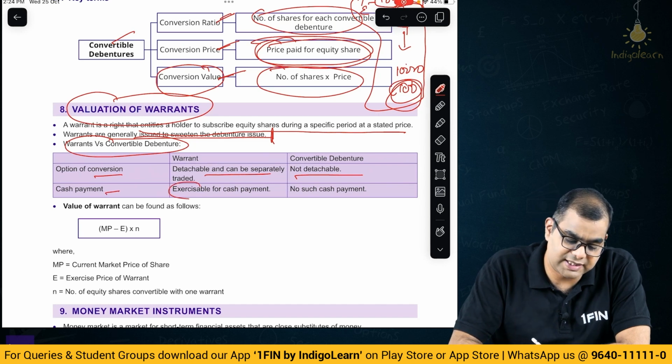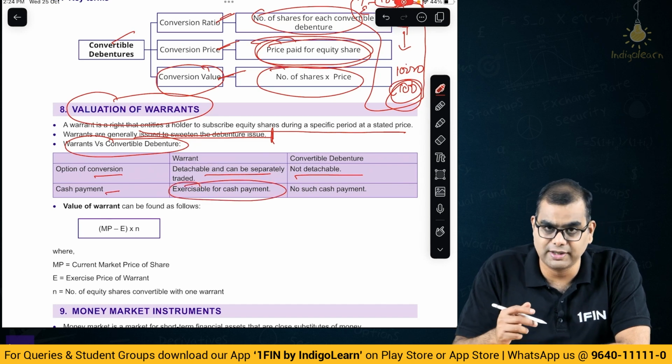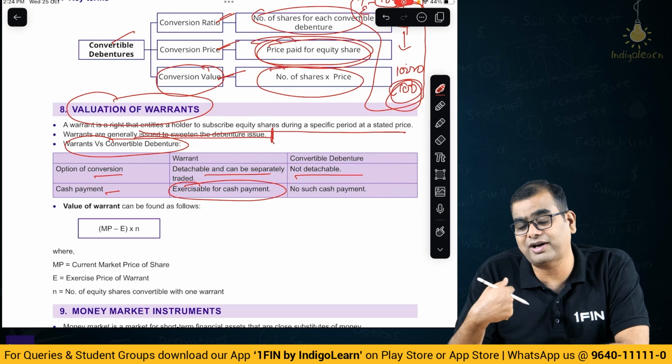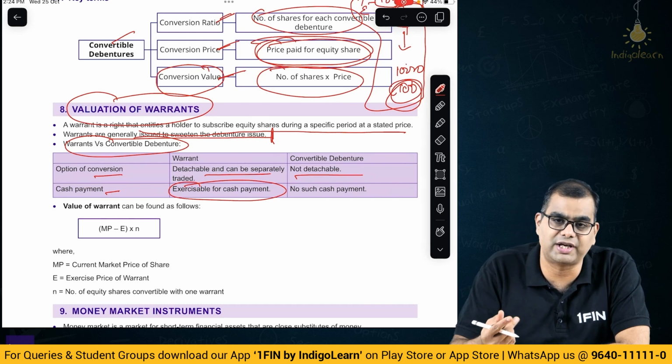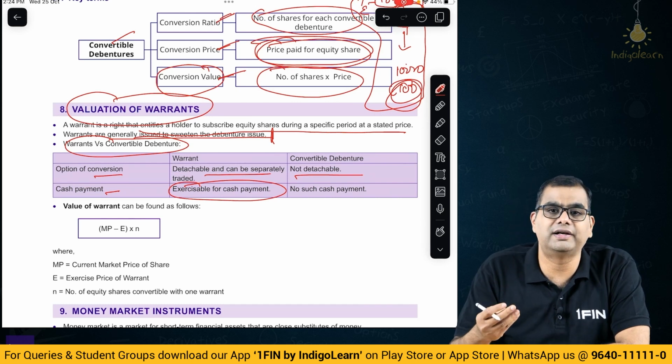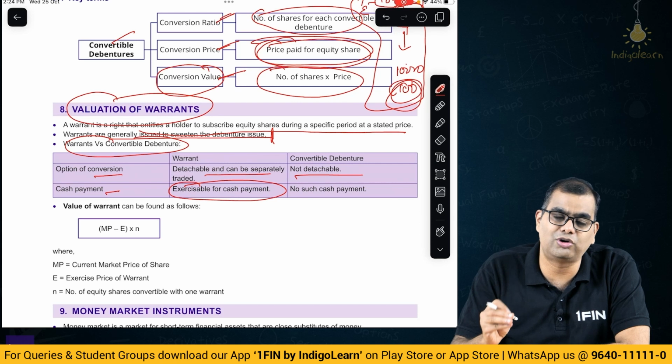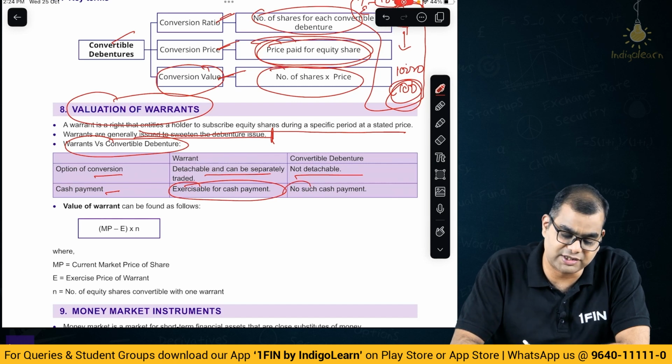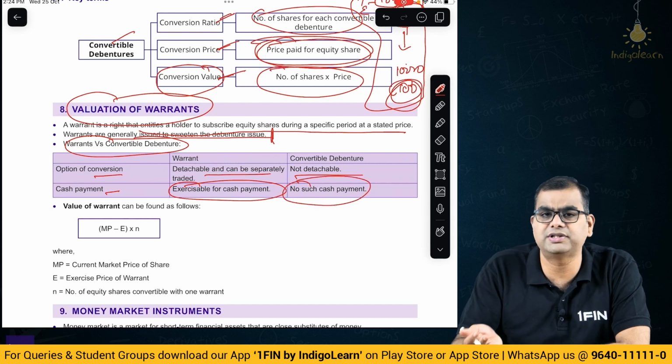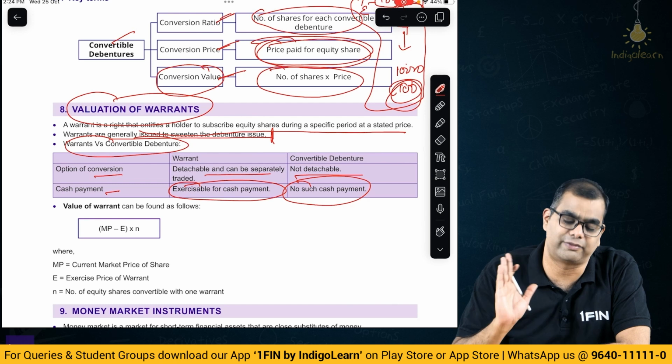Cash payment, exercisable for cash payment. So, warrants, because you have a right to subscribe to fresh issue of equity shares, the fresh issue will demand that you as a warrant holder pay some money to the company. Whereas in case of conversion, no need to pay. Existing debenture is converted from debt to equity.